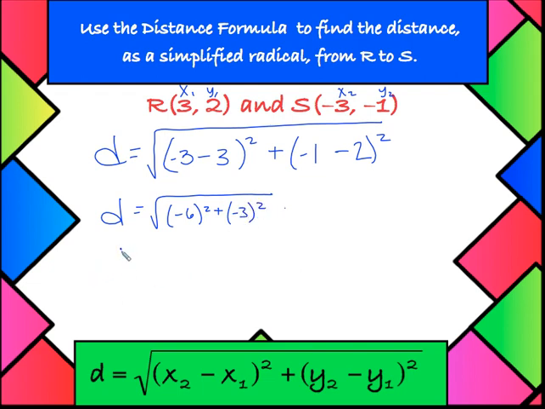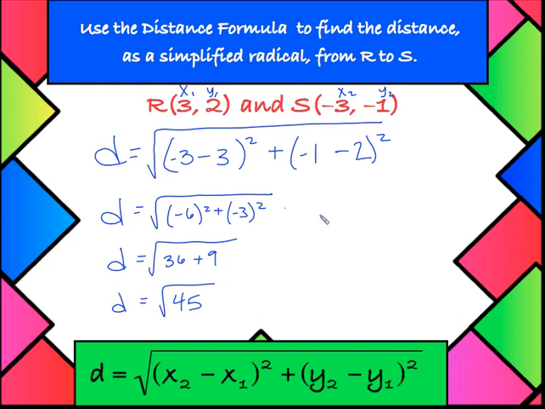Now be careful when you square those. If you don't put parentheses around them in your calculator, you won't get the right answer because it will make it negative. Negative 6 times negative 6 is a positive 36. And negative 3 squared is a positive 9. Now you end up with the square root of 45.